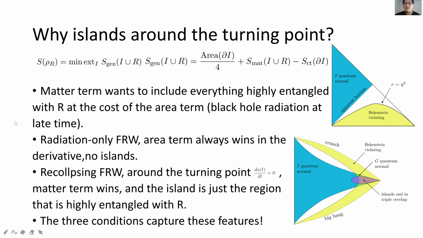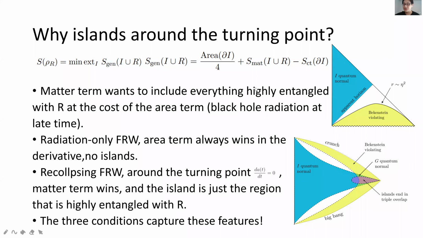This is the first condition. The second and third conditions tell you that the derivatives must balance. For radiation-only FRW, when you take the derivative, you see that the derivative of the area term is much, much larger than the matter entropy term. So there is never a balance between these two terms. On the other hand, for the recollapsing case, around the turning point, the scale factor derivative is 0. So there is really a chance for these two terms to balance. Because of this condition, we know that it must be very close to the turning point.